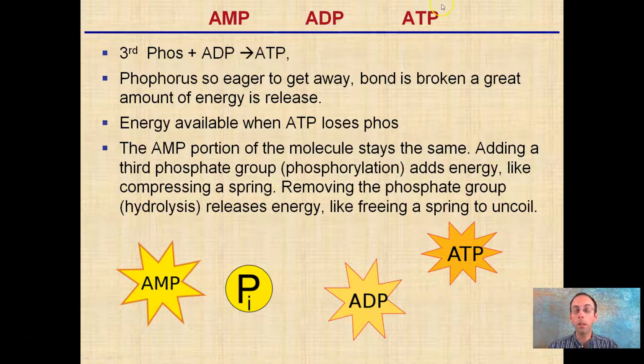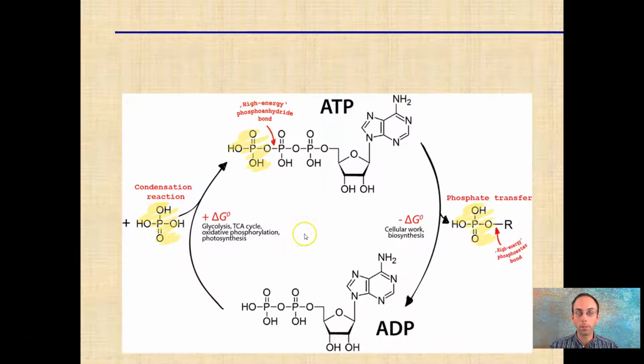As we're releasing energy, we're breaking that bond, going from ATP to ADP, or ADP to AMP. The AMP, adenosine monophosphate portion of the molecule, stays the same. Adding a third phosphate group, or phosphorylation, adds energy. Think of the previous example where we're compressing that spring. Removing the phosphate group, which is released through hydrolysis, is like freeing and uncoiling that spring, releasing that energy.